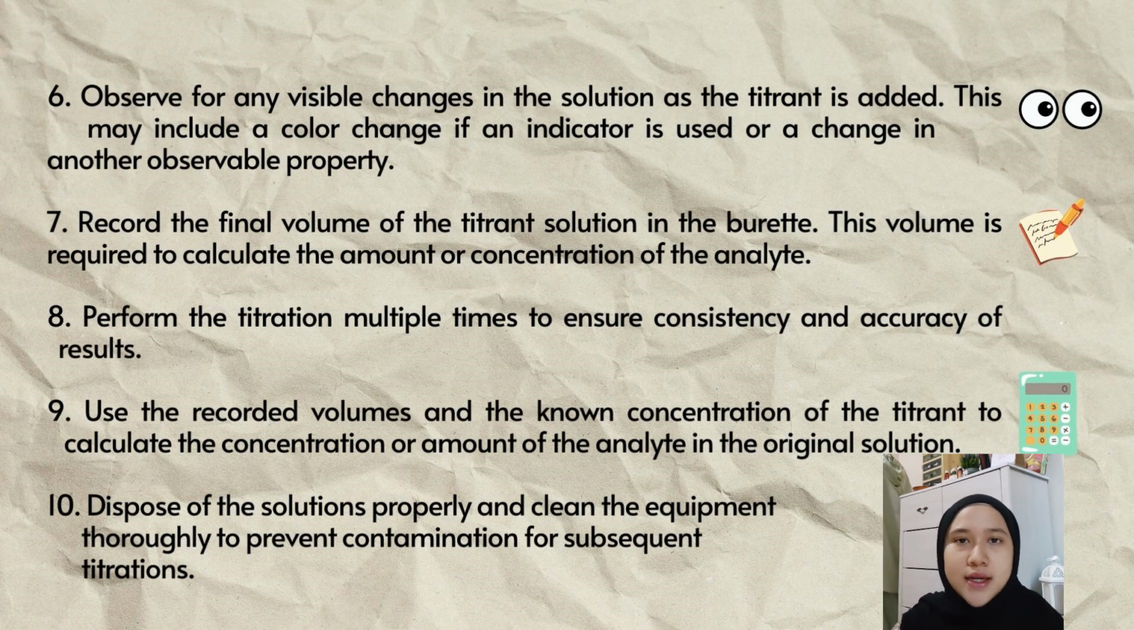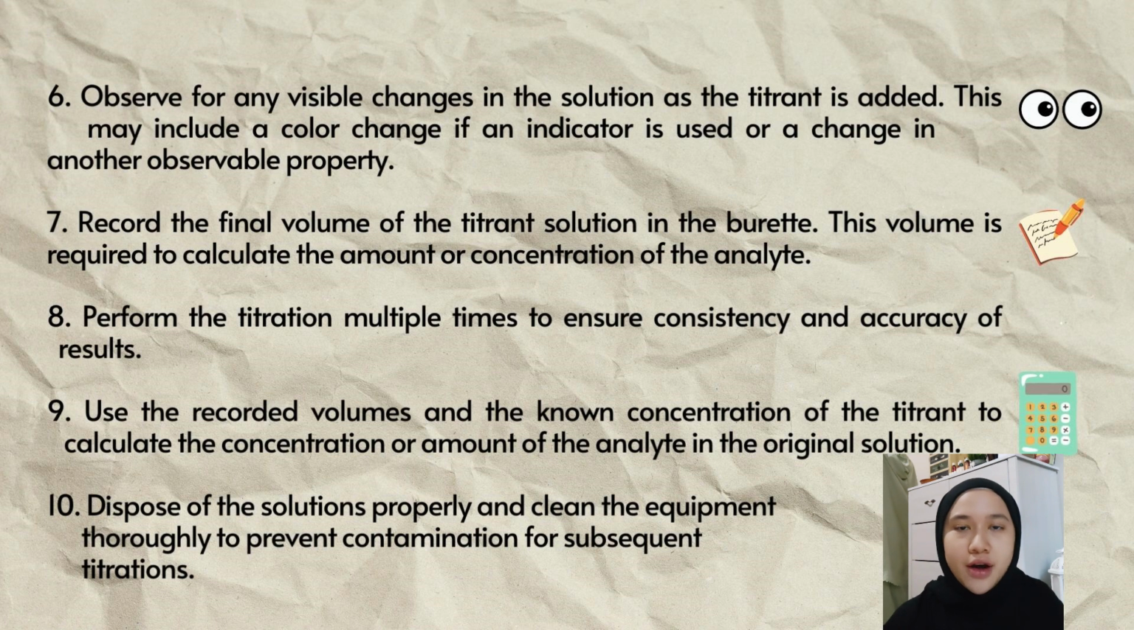Then, perform the titration multiple times to ensure consistency and accuracy of results. Use the recorded volumes and the known concentration of the titrant to calculate the concentration or amount of the analyte in the original solution. This calculation is based on the stoichiometry of the balanced chemical equation for the acid-base reaction. Lastly, dispose of the solutions properly and clean the equipment thoroughly to prevent contamination for subsequent titrations.